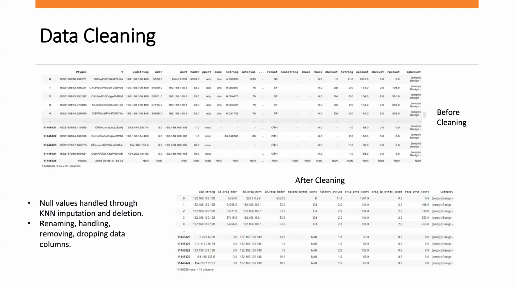As you can see here, there are a few null values which are handled by KNN imputation, where we perform the mean imputation in terms of handling these null values, and we go on to rename the columns in a human interpretable format. And we also drop the unwanted columns to save the space taken by the data set. The figure above shows how the data looked before data cleansing, and the figure after shows the data set after data cleansing.